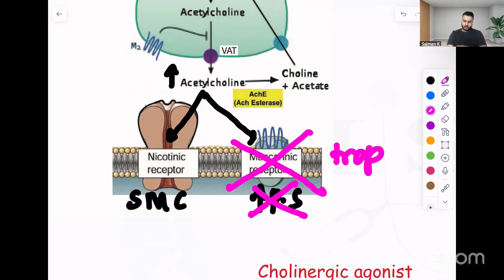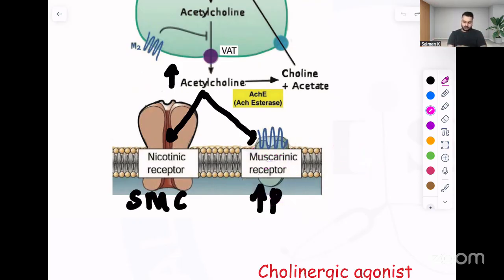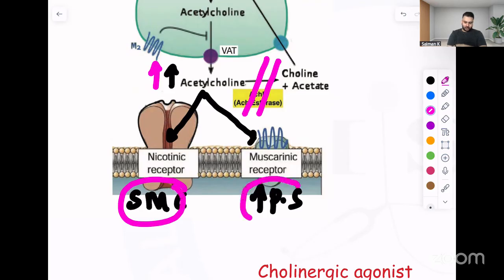Okay, next, now that we have said this, second situation. What if I block this enzyme, acetylcholinesterase, by a medicine? If I block this enzyme, there will be more acetylcholine. More acetylcholine means more muscle contraction and more parasympathetic activity. These drugs are called stigmines. Stigmines will block this enzyme. They will increase acetylcholine, which will cause muscle contraction and parasympathetic effects.